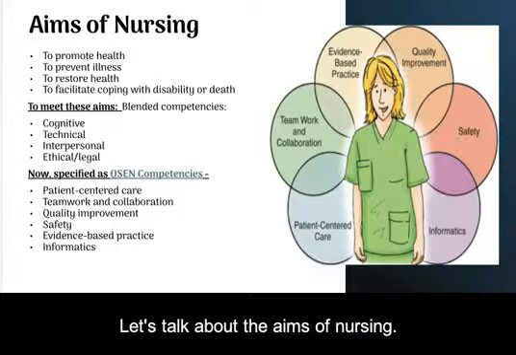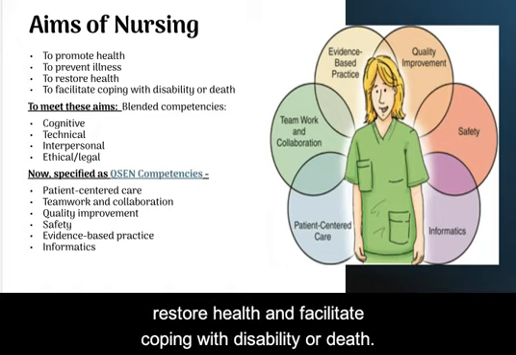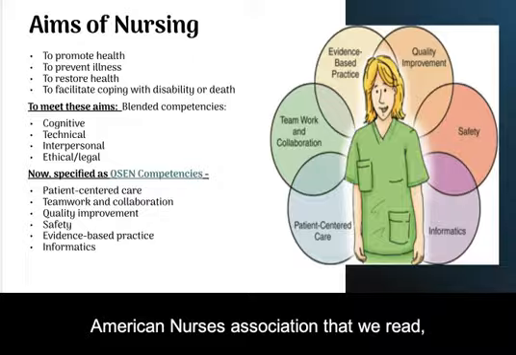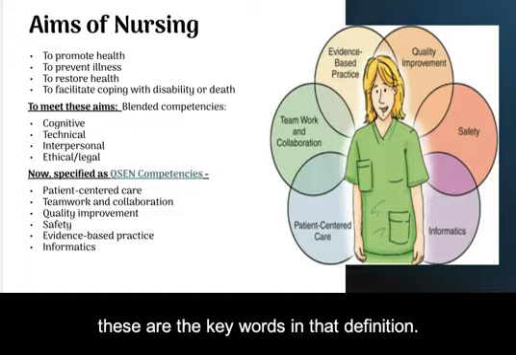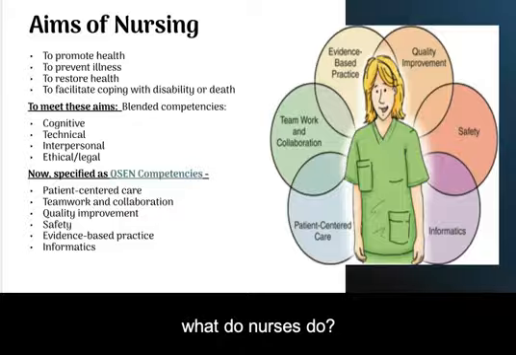Let's talk about the aims of nursing. What are the four main aims of nursing? They are to promote health, prevent illness, restore health, and facilitate coping with disability or death. If you remember from the previous definition from the American Nurses Association that we read, these are the key words in that definition.